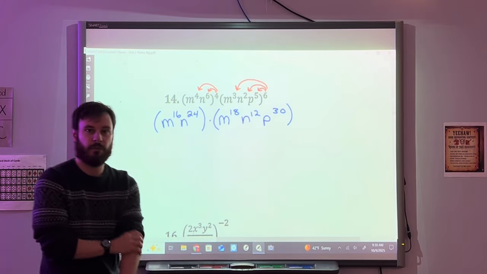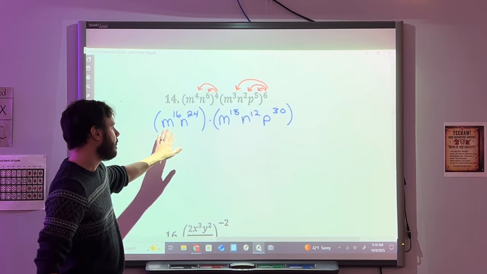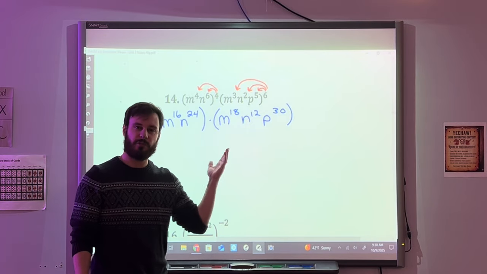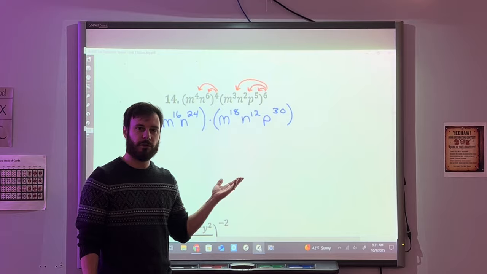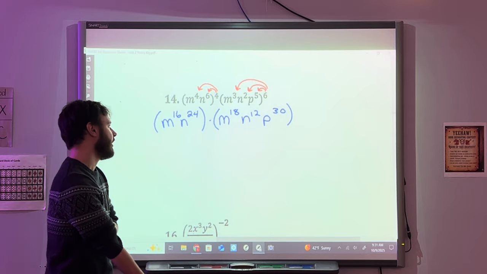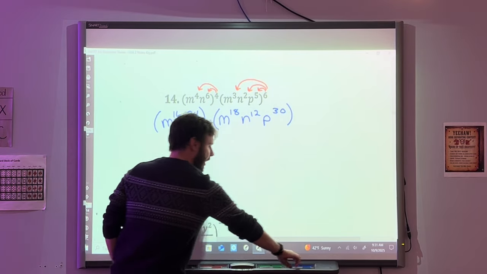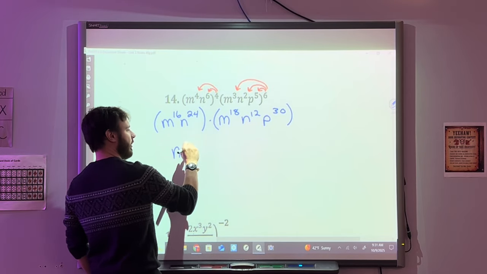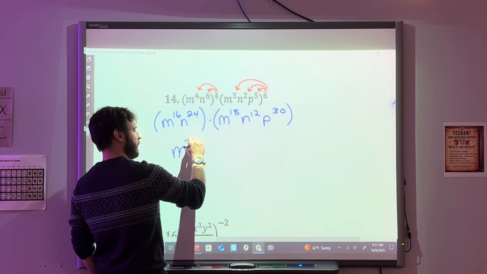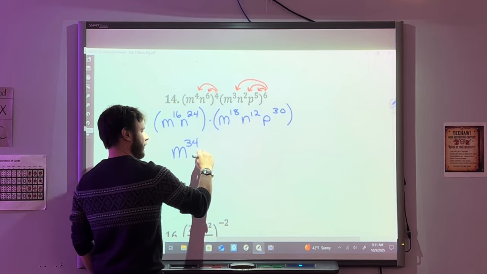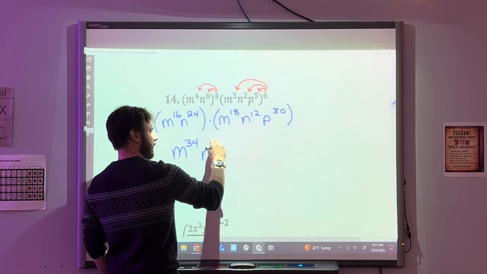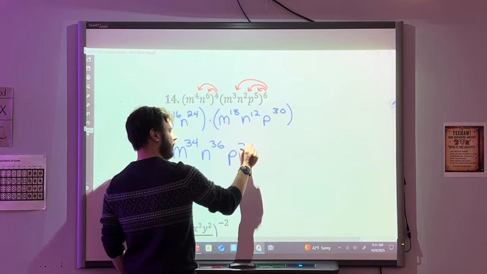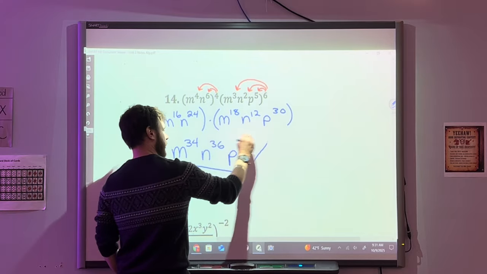Now, if our rule says when we multiply with like bases, we really add them, right? That's what we did at the beginning. That was like number 1 and number 2. We added those things together. So we're gonna add them, we're gonna combine. M, 16 and 18 more give me, I think, 34. N, 24 and 12 make 36. And then P doesn't have anyone it could combine with, sorry, P.